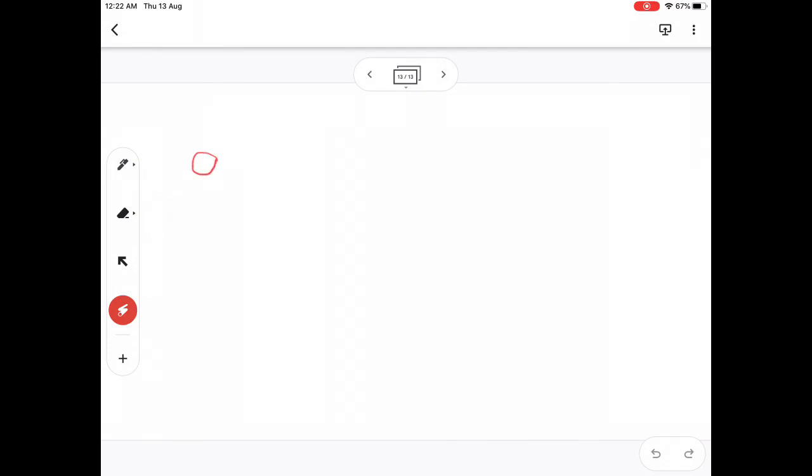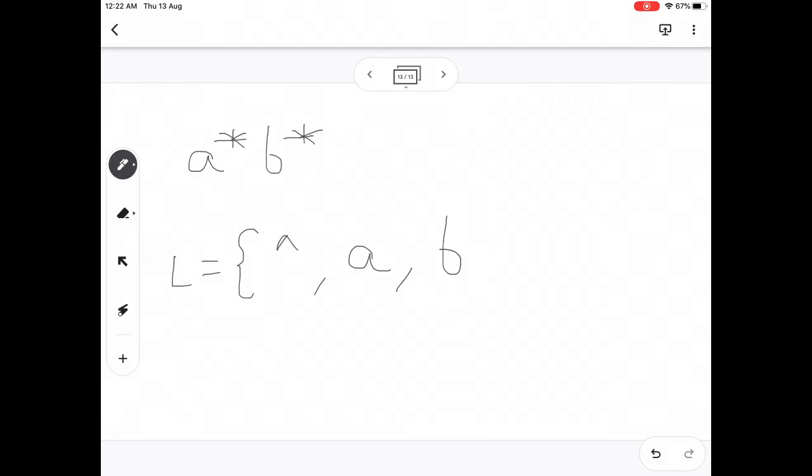If I write A star B star, what does it mean? Now this is not similar to (A plus B) whole star. (A plus B) whole star and A star B star, they both have different languages. So what will be the language of this particular expression? L is equal to, it can be either empty. Then I can have only A where B star is empty. Then I can have only B where A star is empty.